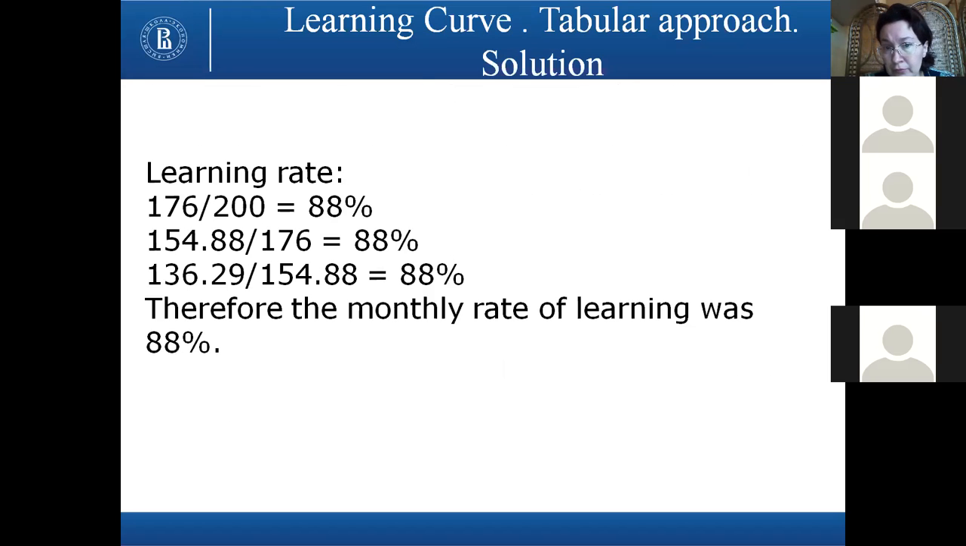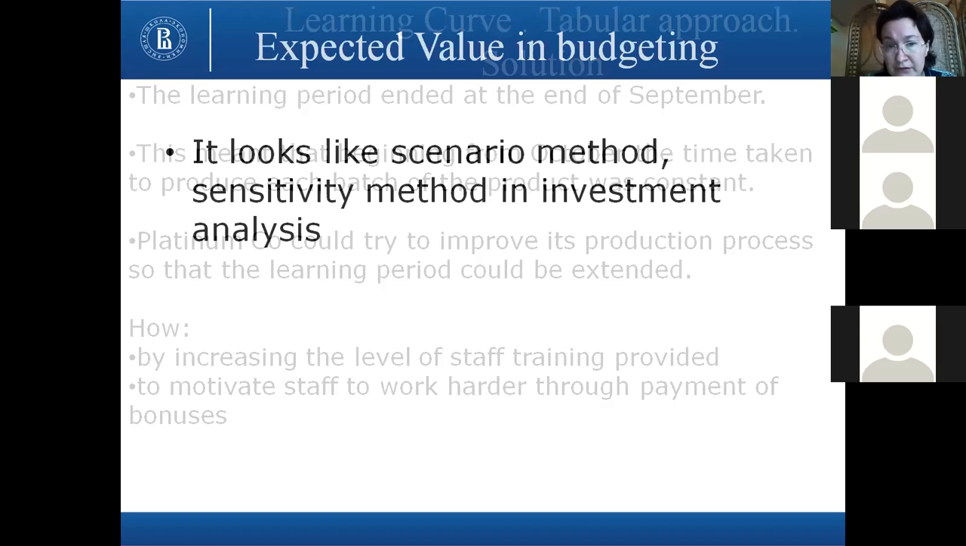So we applied this approach, the tabular approach, the learning curve methods, and in our tutorials we also try to use these methods for cases.